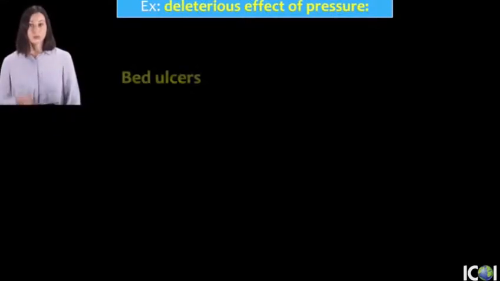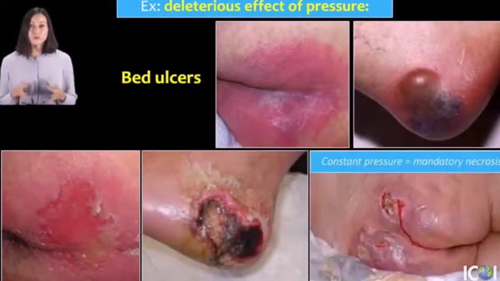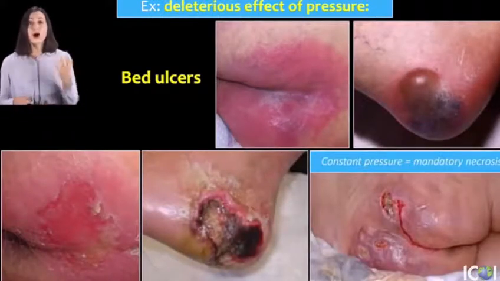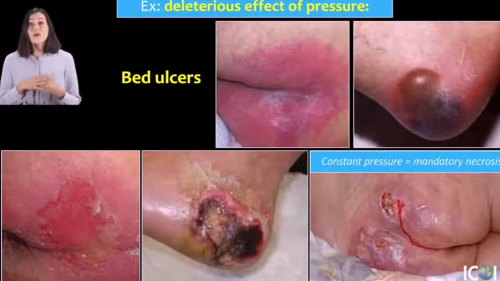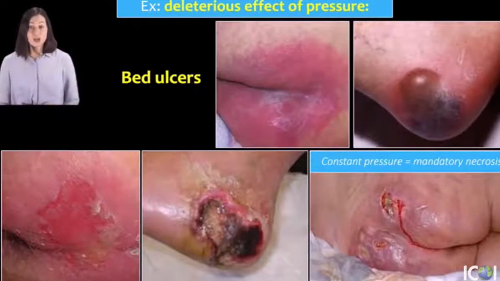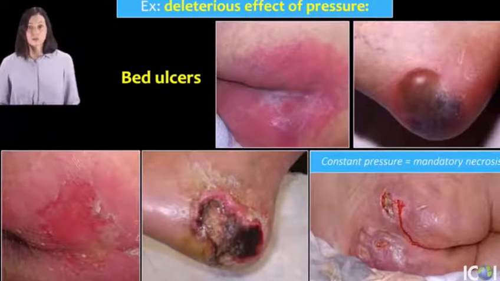Let's take an easy example of the effects of the pressure. Bed ulcers. If you apply constant pressure on a tissue for hours and hours, you will induce ischemia and necrosis. And this is why when we sleep at night, we have to change position several times, because the tissue does not stand to have pressure applied on the same spot for several hours.